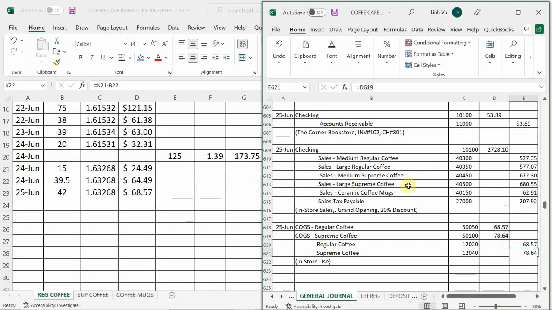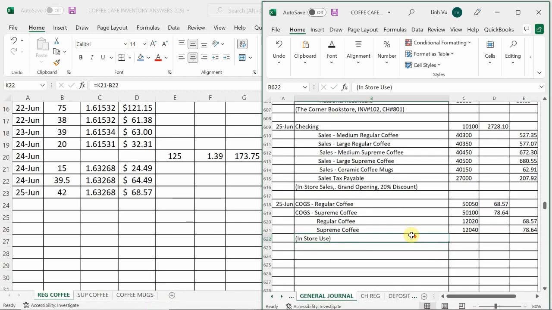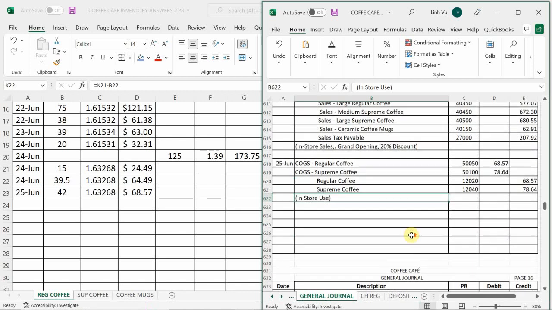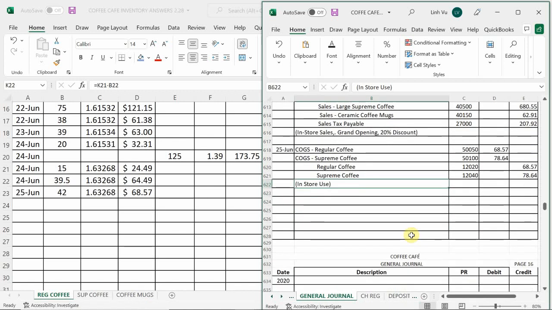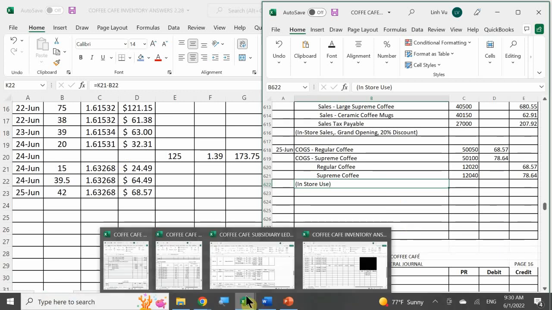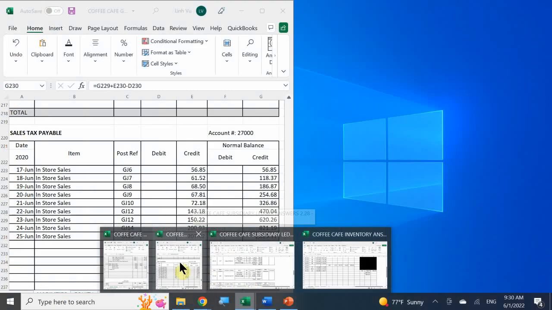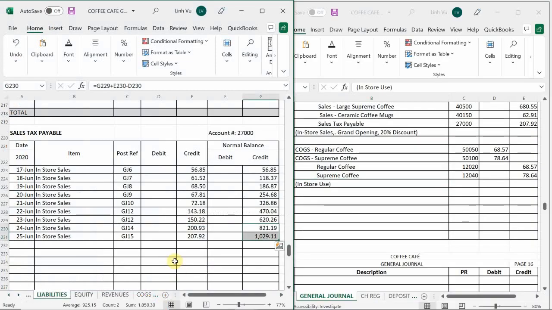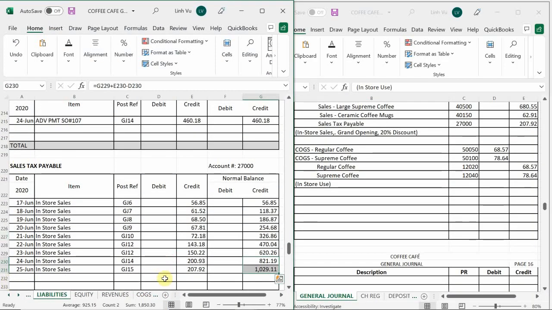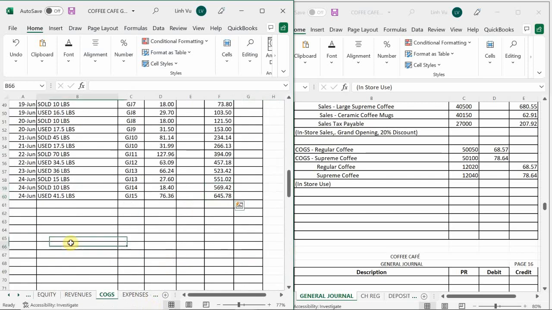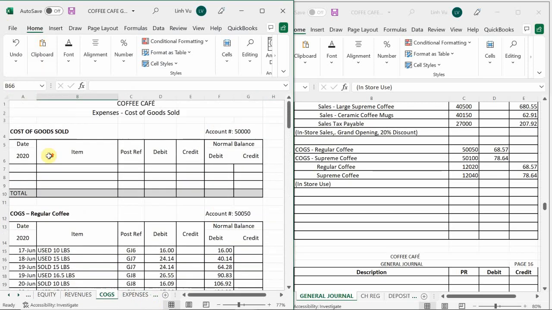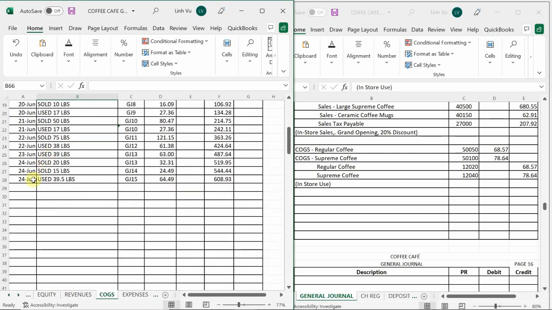Okay. So now, I finished my journal. I need to update my ledgers to be able to confirm that the answer in my inventory worksheet is correct. So that means I gotta post it to my ledger, starting with the cost of goods sold. All right, so cost of goods sold, here we are.